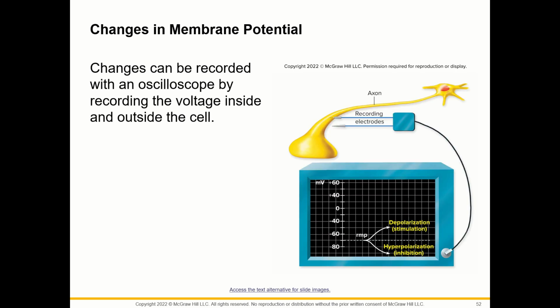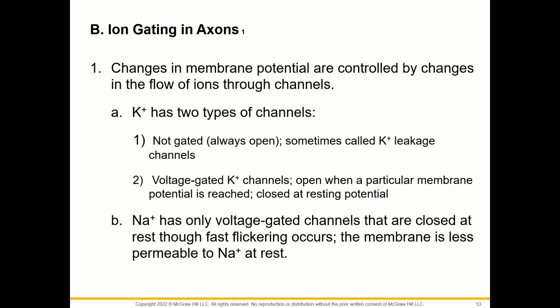Changes in the membrane potential can be recorded with an oscilloscope by recording the voltage inside and outside the cell. So we are electricity, and we can produce our electricity through these ion gradients and the ion exchanges. All right, so changes in membrane potential are controlled by changes in the flow of ions through those channels.